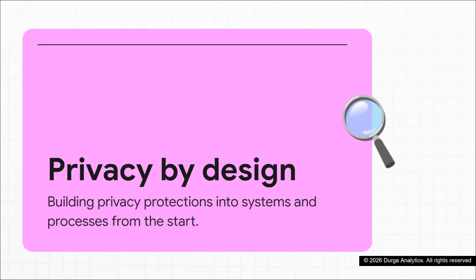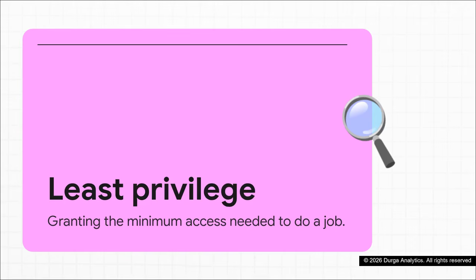This is a massive mindset shift. It means privacy isn't just bolted on as an afterthought right before a product launch. It has to be engineered into your systems and processes from day one. Finally, least privilege. This is granting a user only the bare minimum access needed to do their job. Governance actively supports this because you simply can't restrict access if you have no idea who owns the data or what the data even is.